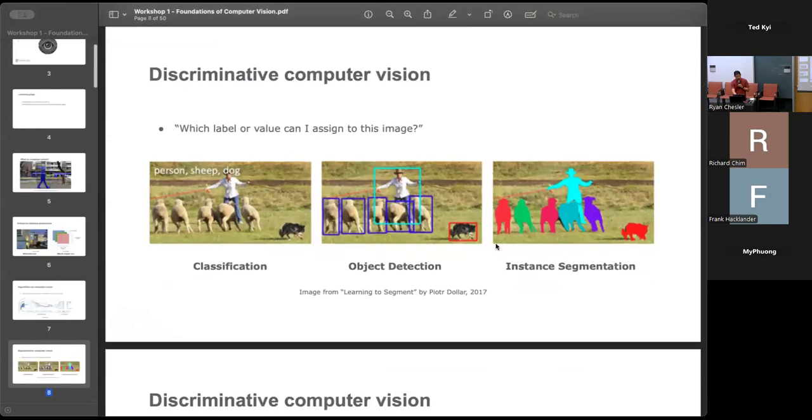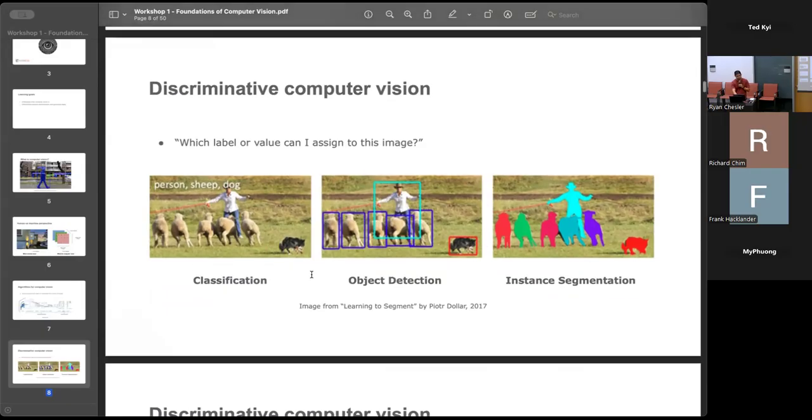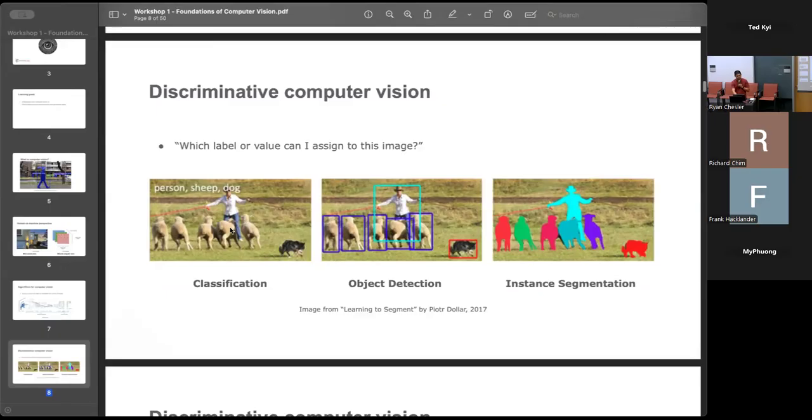So they made a distinction of a couple different kinds of what they call discriminative computer vision versus generative computer vision. So we'll start with the discriminative side. So discriminative is something like classification. So it's saying what objects are in this box. So it says there's a person here, there's sheep, there's a dog. You might even go more granular and say there's grass, there's a hill, whatever. You might have a bunch of different classes and you just look at an image and say, does something exist in that image or not?